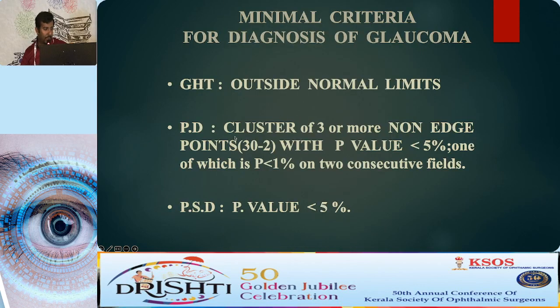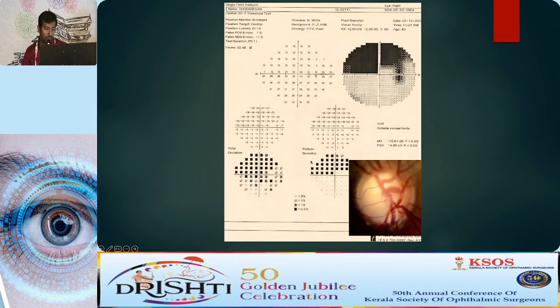And of course, for diagnosis of glaucoma by Anderson's criteria, you also have to look at the glaucoma hemifield test and a cluster of 3 or more non-edge points in a 30-2, or if it's a 24-2, you can consider the edge points also, with a p-value less than 5%, at least one of which is a p-value less than 1%, on two consecutive fields, because fields are not very reliable. You have to check it on at least two consecutive fields.